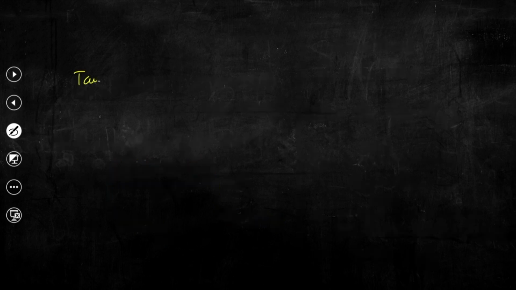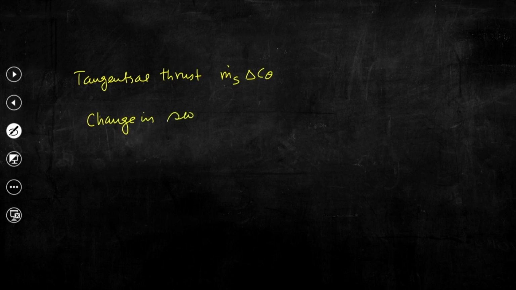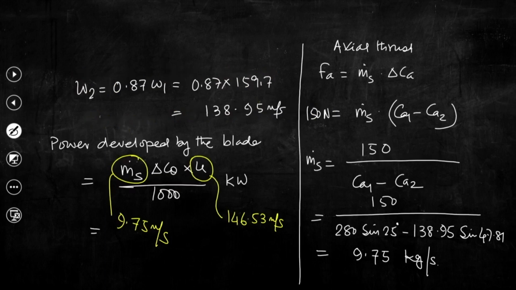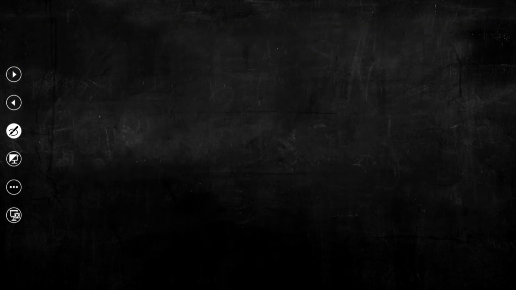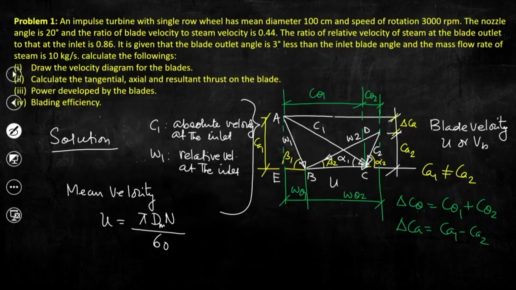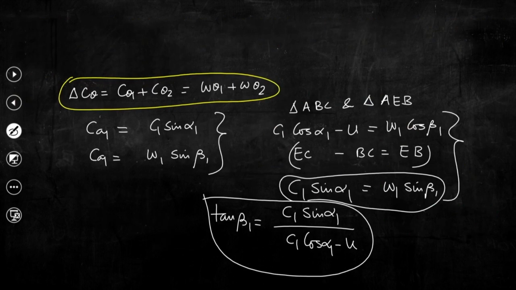So, we have to calculate delta c theta, that is the change in swirl velocity. Tangential thrust is equal to m dot s into delta c theta. Let me tell you once again, this delta c theta can be calculated if we go back to the previous problem and look at this part, that is c theta 1 plus c theta 2 equal to w theta 1 plus w theta 2. So, this is up to you.